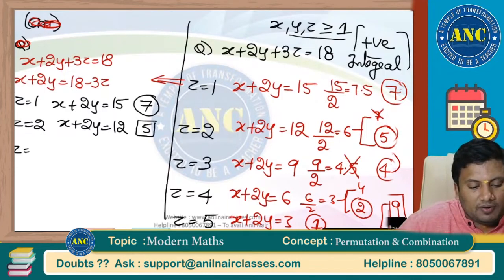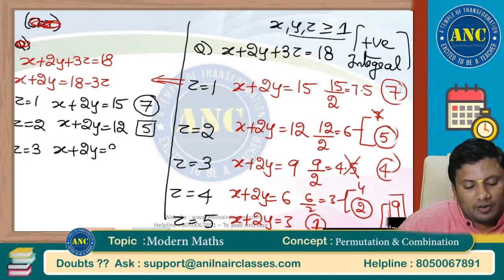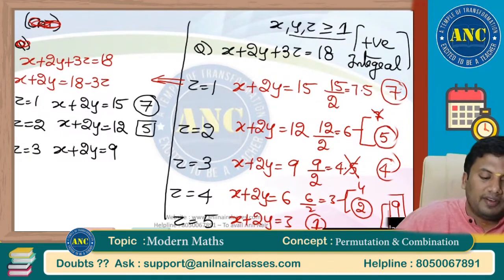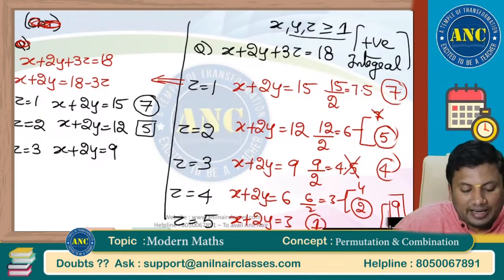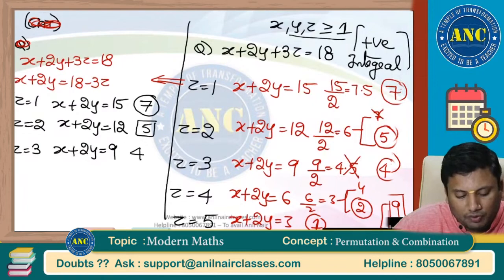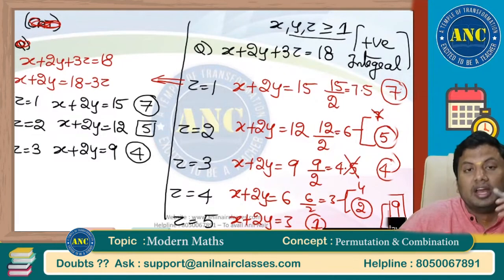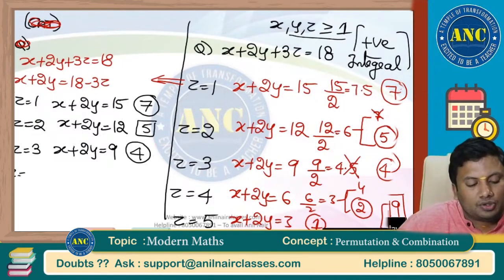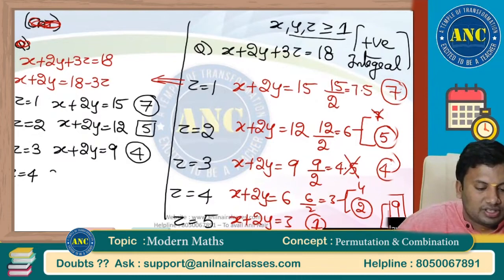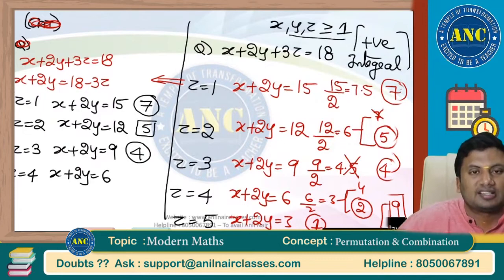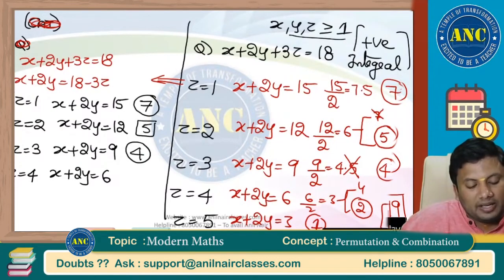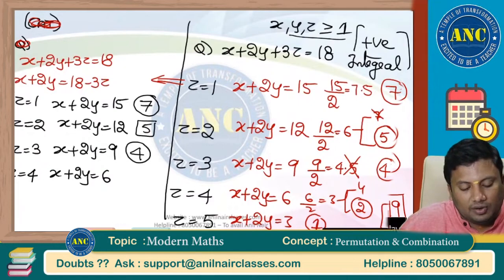If z equivalent to 3, this is nothing but x plus 2y equivalent to 9. So y value, if it is 5, 2 5s are 10, x will become negative. So it is 1 to 4, which is nothing but 4. Even if you forget k by a into b, logically you can deduce the answer. Z is 4: x plus 2y, 18 minus 12 is 6. Y value 3, x plus 6 is 6, x will be 0. Y can be 1 and 2. Are you all with me?